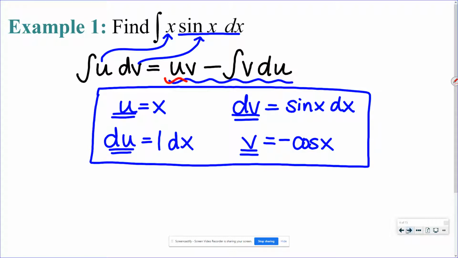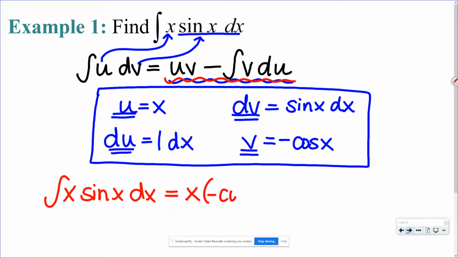So my formula is this part here that's under the squiggly line. The antiderivative of x sine x is equal to u times v. So u is x and v is negative cos x, minus the antiderivative of voodoo, so v du. That's negative cos, I'll make this a plus, cos x dx.